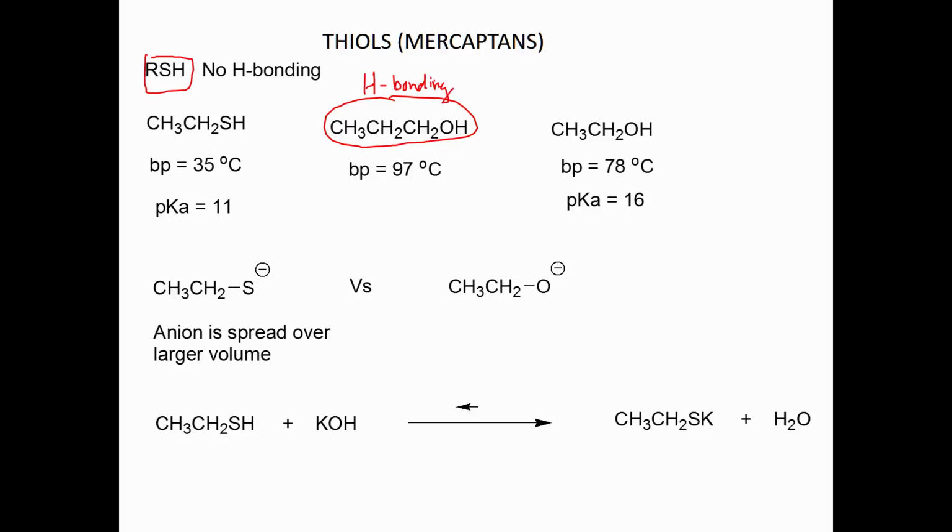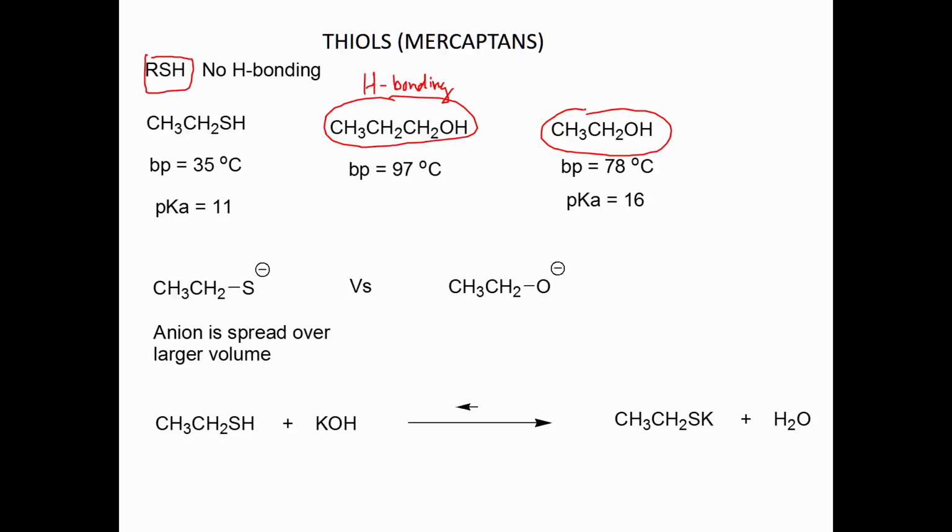Okay, than the corresponding sulfur compound. If we look at the compound with the same number of carbons, we see that even though ethanol has a much lower molecular weight, its boiling point is much higher. And again, this is due to the hydrogen bonding.